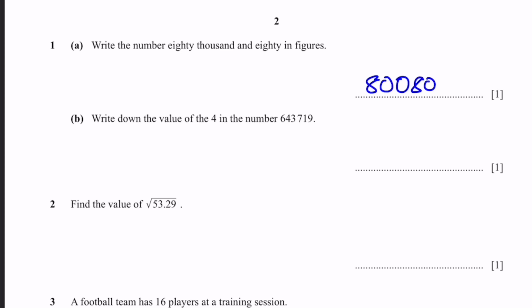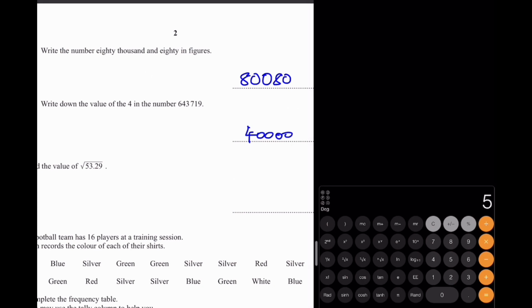B. Write down the value of the 4 in the number 643719. The 4 is in the 10,000s place. So the value will be 10,000 into 4, which is 40,000. Question 2. Find the value of the square root of 53.29. Let's get our calculator out. Here we go. 53.29 square root. We get 7.3.